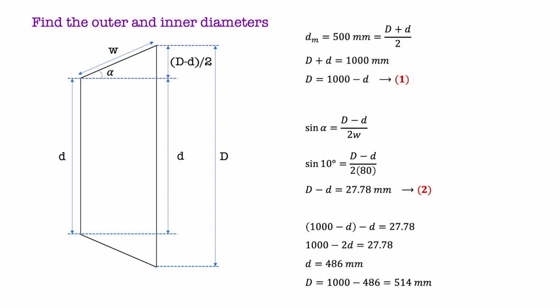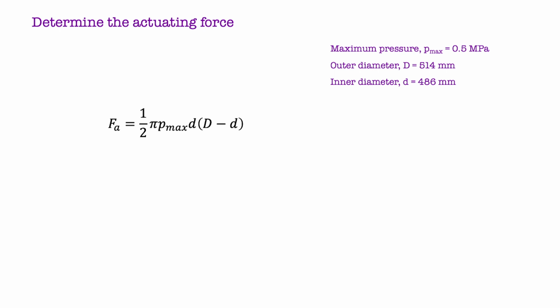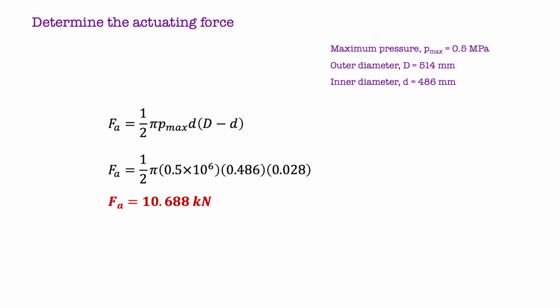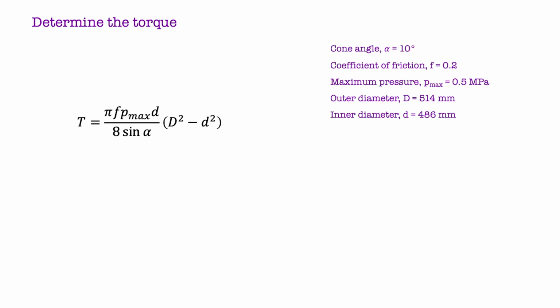We substitute the value of the inner diameter into the first equation, and we get the outer diameter is 514 millimeters. Next, we use the actuating force formula from the uniform wear theory to determine the actuating force value. Since we have the value of maximum pressure, outer and inner diameters, we get Fa equals 10.688 kilonewtons.